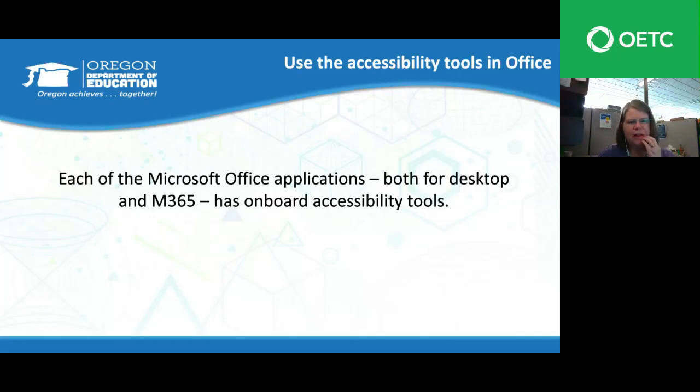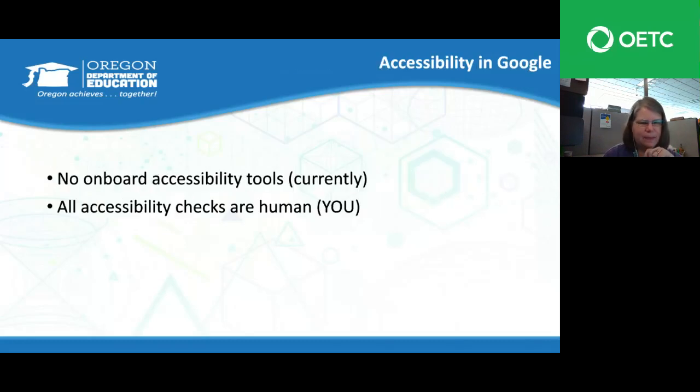All right, so each of the Microsoft applications, both for desktop and Microsoft 365, has onboard accessibility tools. If you've not ever noticed them, they are there. The flip side, if you go to the next slide, Stephen, is that there are no onboard accessibility tools in Google at this time. Of course, it's Google. Things could change. So all accessibility checking in Google is human. That'd be you. So you have to know all those accessibility rules that we went through before about headings and alt text and all that stuff, in order to do accessibility in Google. Yay. So I do accessibility in Google in my sleep, and most people don't.